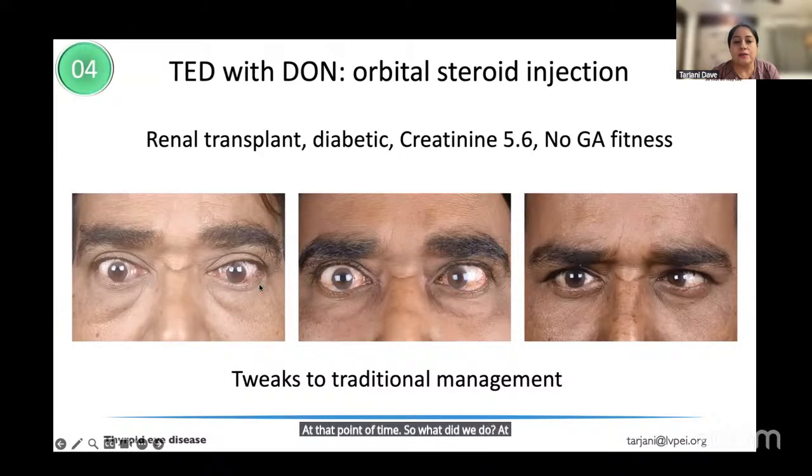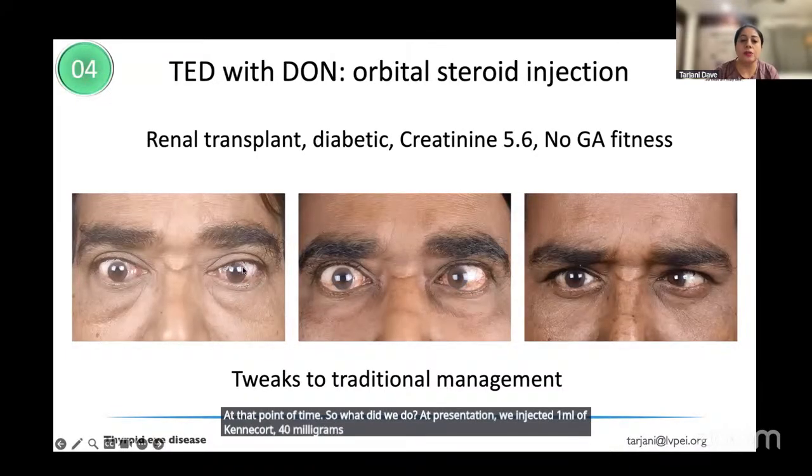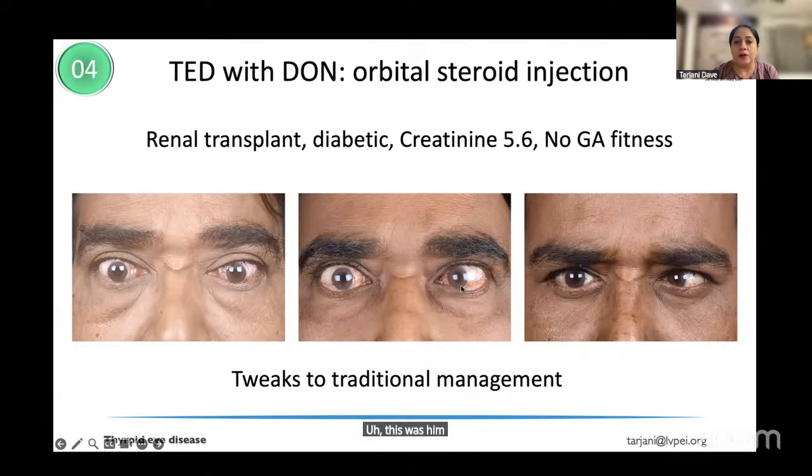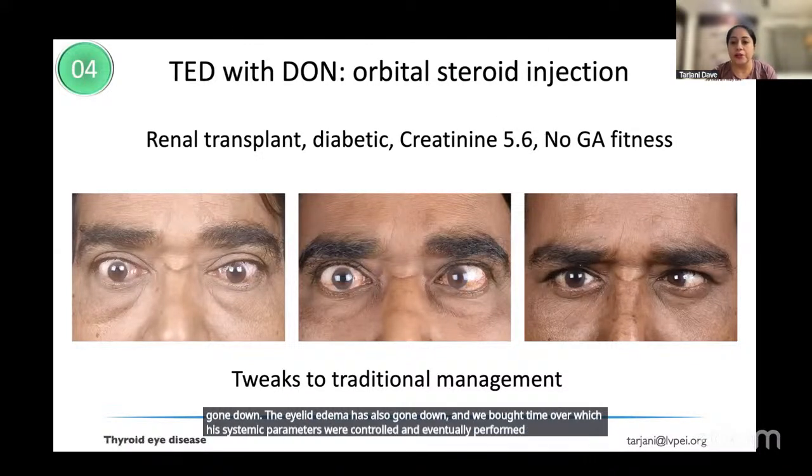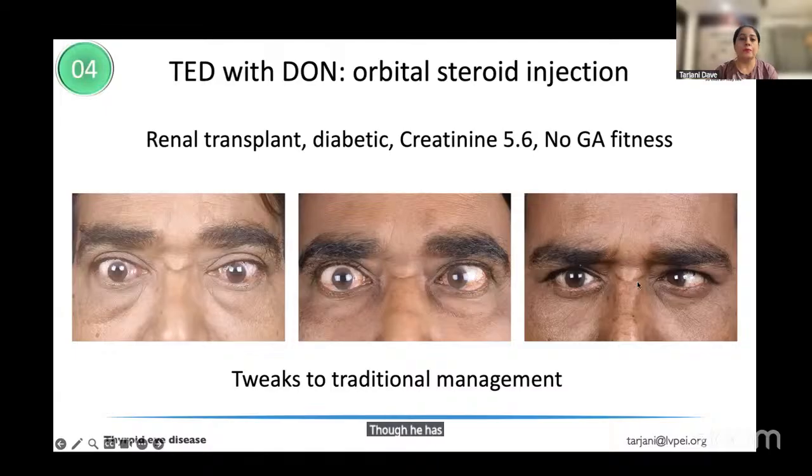At presentation, we injected 1 ml, 40 milligrams of Kenacort into the inferior lateral quadrant of the orbit on both the sides. This was him after the Kenacort injection. He's developed a little bit of esotropia, but you can see the caruncular edema and congestion has actually gone down. The eyelid edema has also gone down. And we bought time over which his systemic parameters were controlled and eventually performed an orbital decompression. Though he has esotropia, we've been able to salvage his vision.